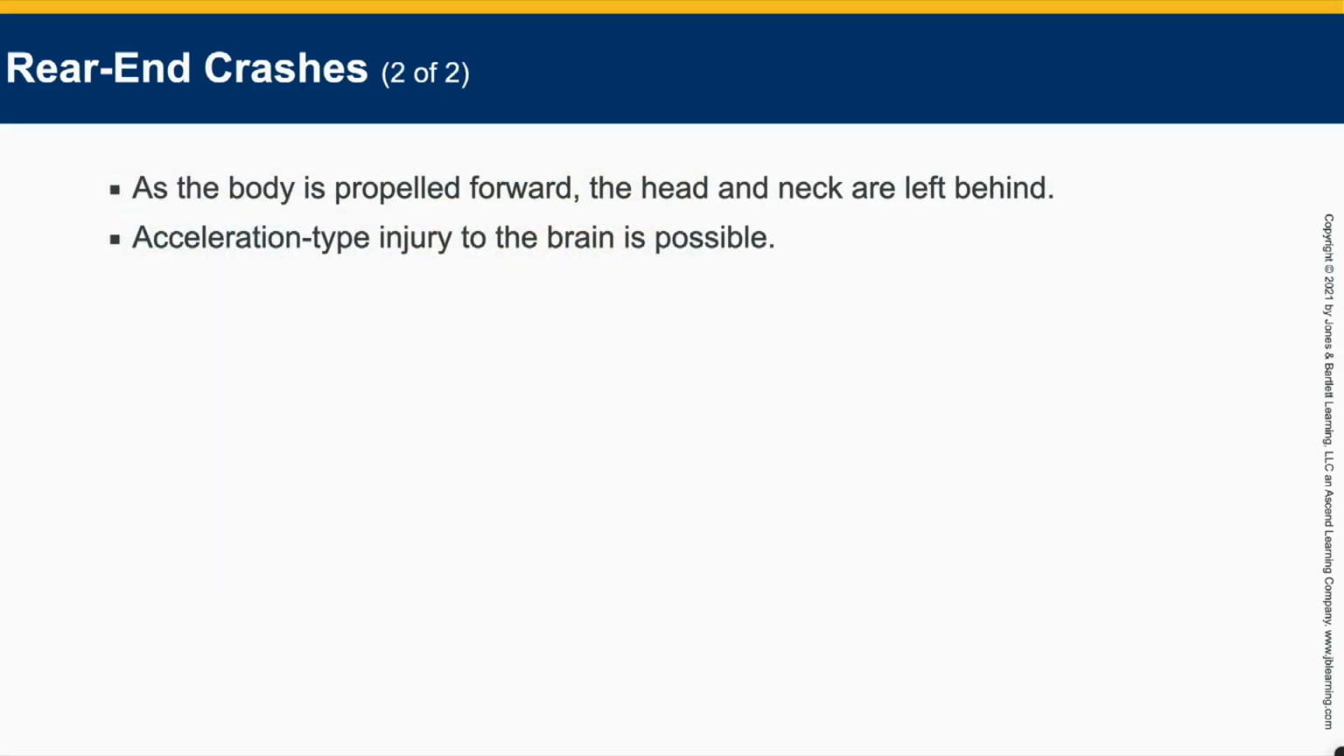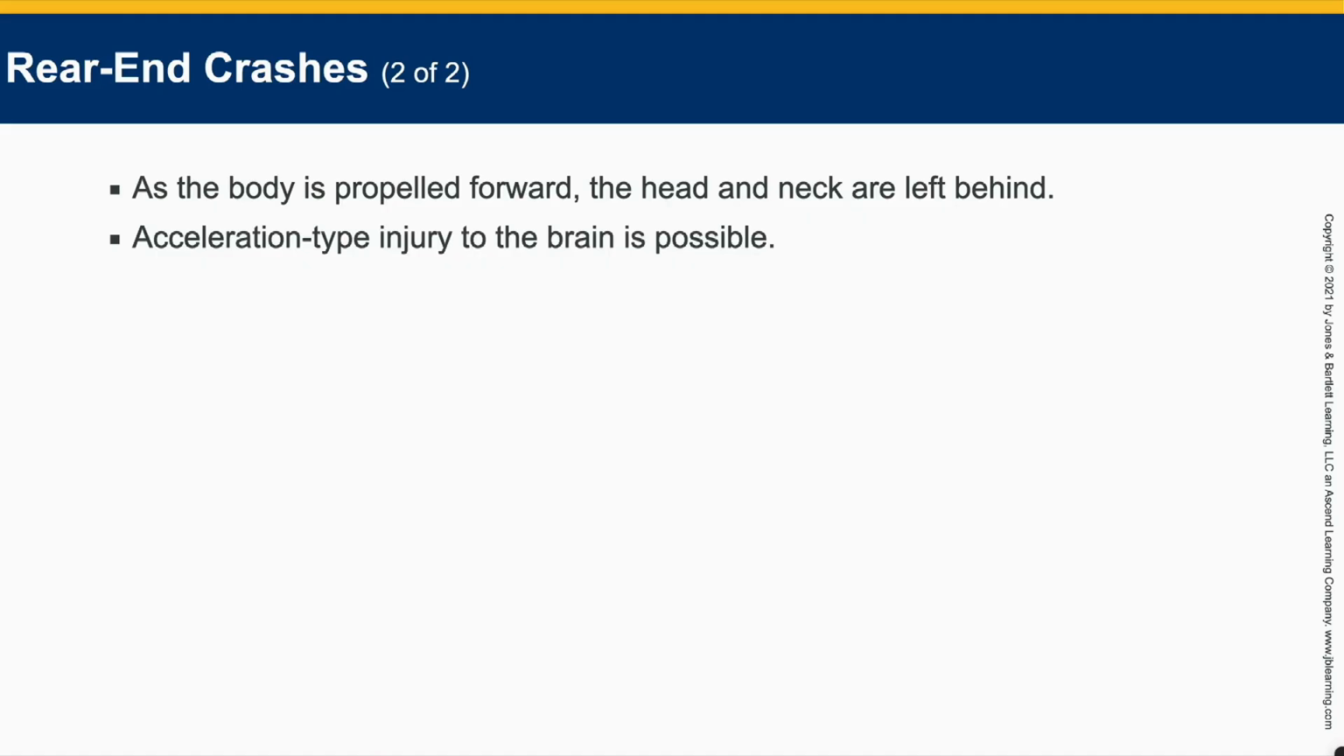Let's break down what's actually happening to the body in a rear end crash. As the vehicle is struck from behind, the body is suddenly propelled forward and the head and neck lag. That creates rapid extension and flexion movements, which we describe as whiplash. And it's not just the neck you need to worry about. This type of motion can also cause acceleration type injuries to the brain, even without a direct blow to the head. So patients may present with things like headache, dizziness, or confusion, even if there are no obvious signs of trauma. Again, the mechanism matters, because understanding how the body moved helps you anticipate injuries that you can't immediately see.